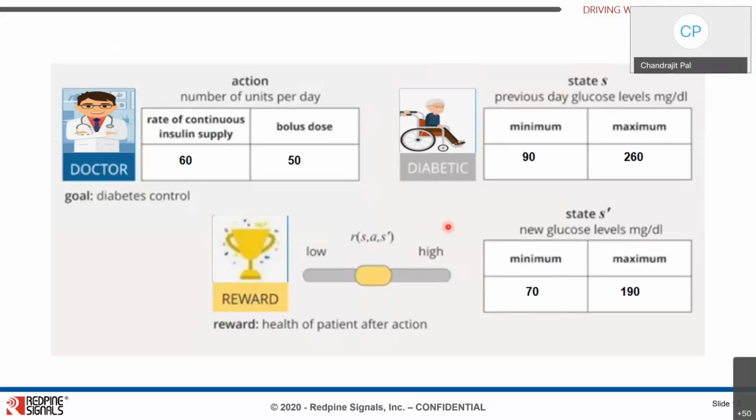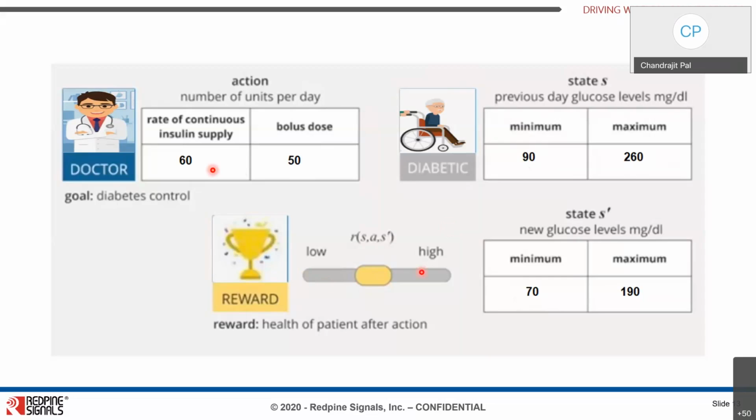How we try to optimize that problem, try to make the problem simpler, is this: suppose the patient is diabetic. The patient has come to the doctor and he is diabetic, and the doctor has to take certain actions. That is, he has to apply some insulin and some bolus dose. That is also a medication to reduce the diabetic level. Okay, glucose, the previous day glucose level and the new glucose level, whatever it may be, there will be some change, and the reward will be low or high based on the action.